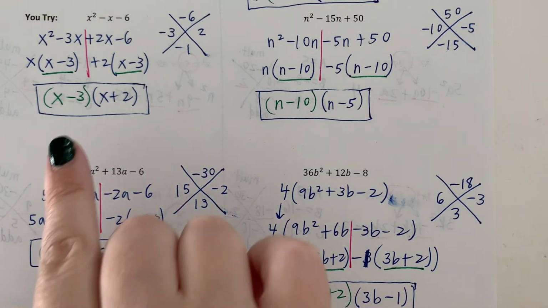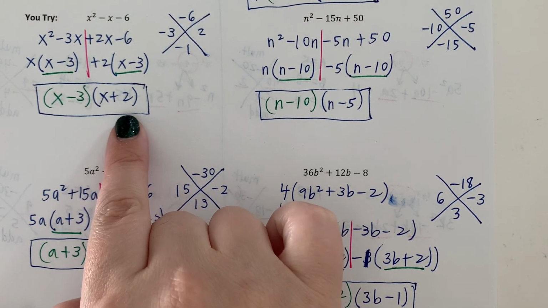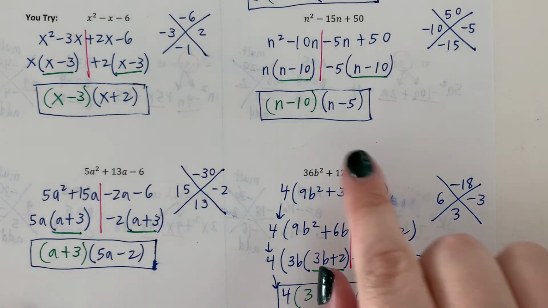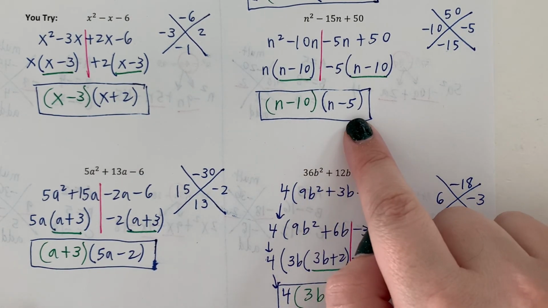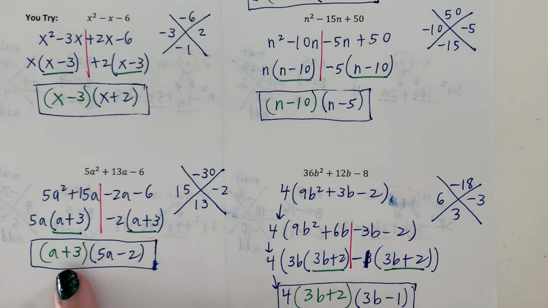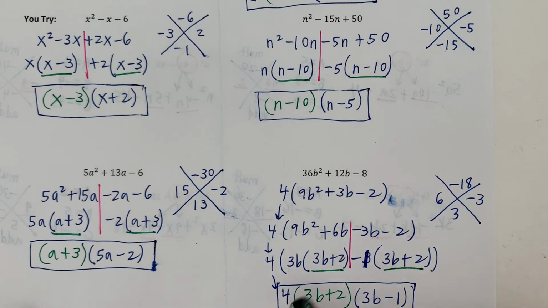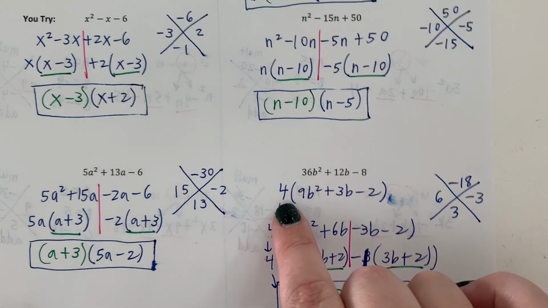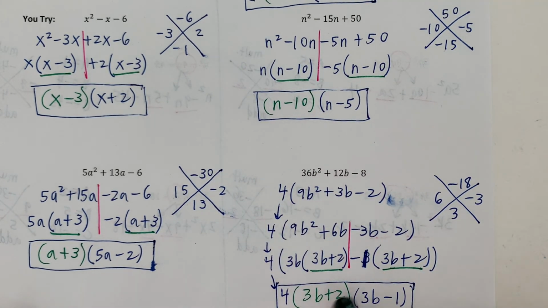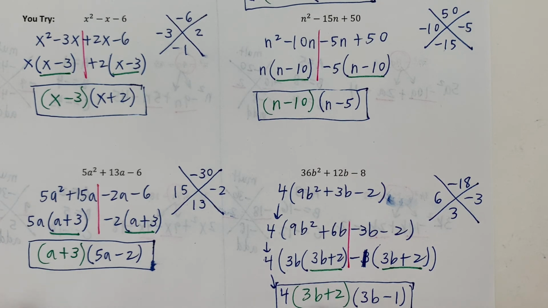On the first U-try, my factors were x minus 3 and x plus 2. Second U-try, I got n minus 10 and n minus 5. Third U-try, I got a plus 3 and 5a minus 2. Keep in mind, if you had these two factors in reverse order, that's totally fine. You can definitely have them switched as long as you have the factors there. And then the last U-try was the most difficult because you had to notice that there was a GCF of 4 to pull out. So you should have pulled out a GCF of 4, and then you would be left with 3b plus 2 and 3b minus 1.